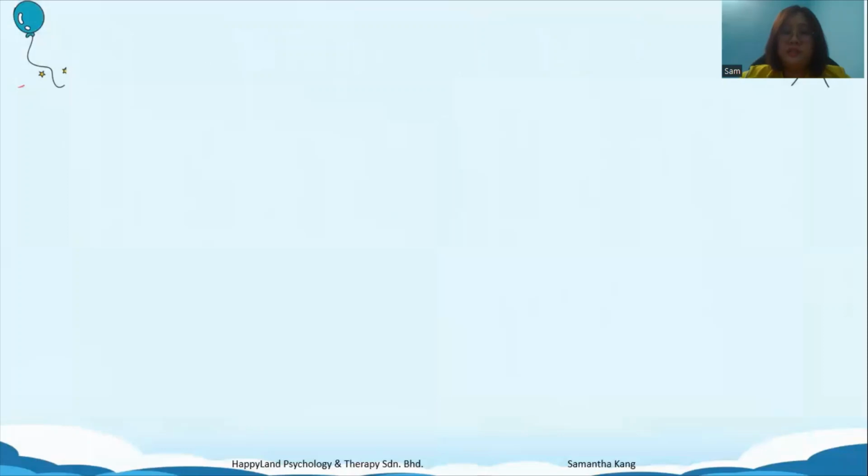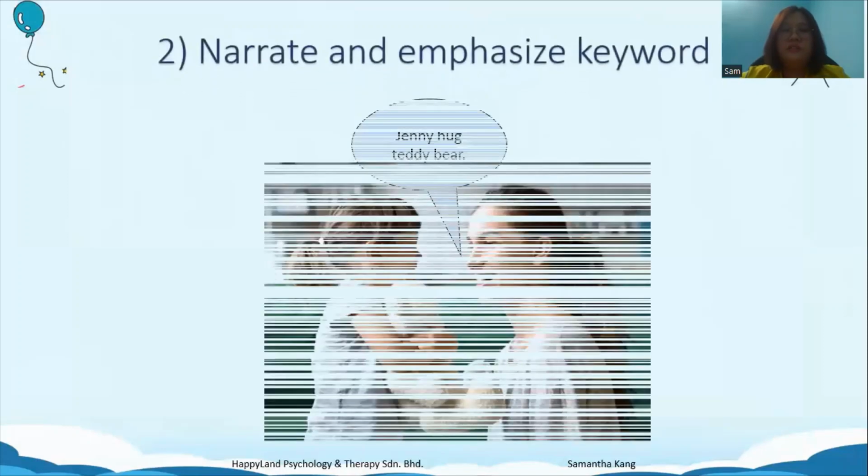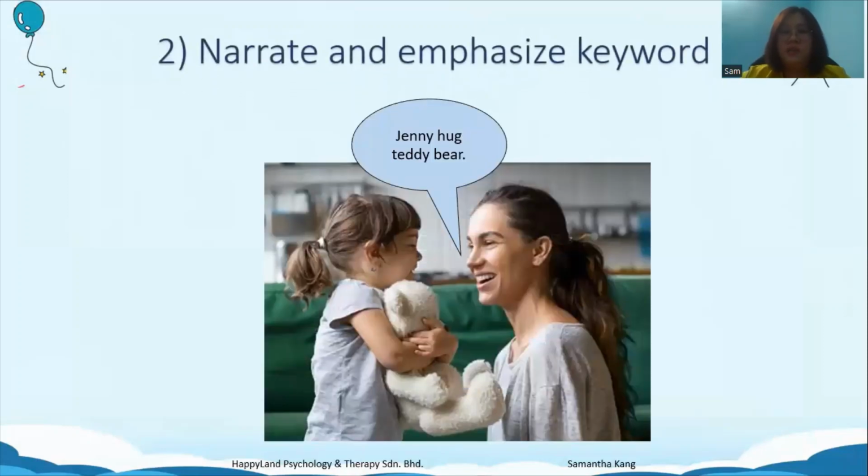Then our second strategy is to narrate and emphasize keywords. Okay, so it's very important to try to narrate. That means to tell what the child is doing in his or her daily life. For example, in this picture, the child is hugging the teddy bear. So the mother said, "Jenny hugged teddy bear." So the mother is narrating what the child is doing. Then the child is able to relate the action and the word that she's learning.